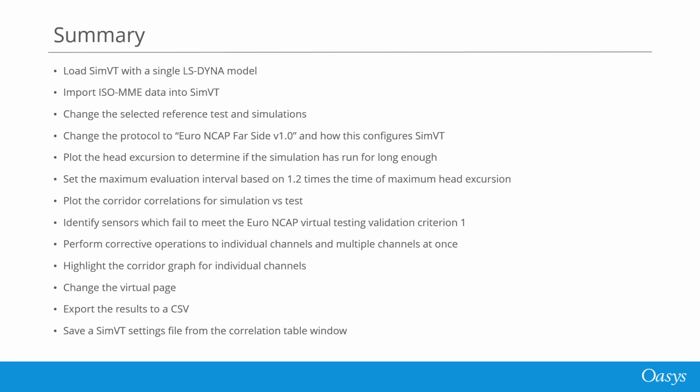how to identify sensors which fail to meet the EuroNCAP virtual testing validation criteria 1, how you can perform corrective operations to individual channels and multiple channels at once, how you can highlight the corridor graph for individual channels, how you can change the virtual page, how you can export the results to a CSV, and finally how to save a SimVT settings file from the correlation table window so that the session can be restored at a later date.